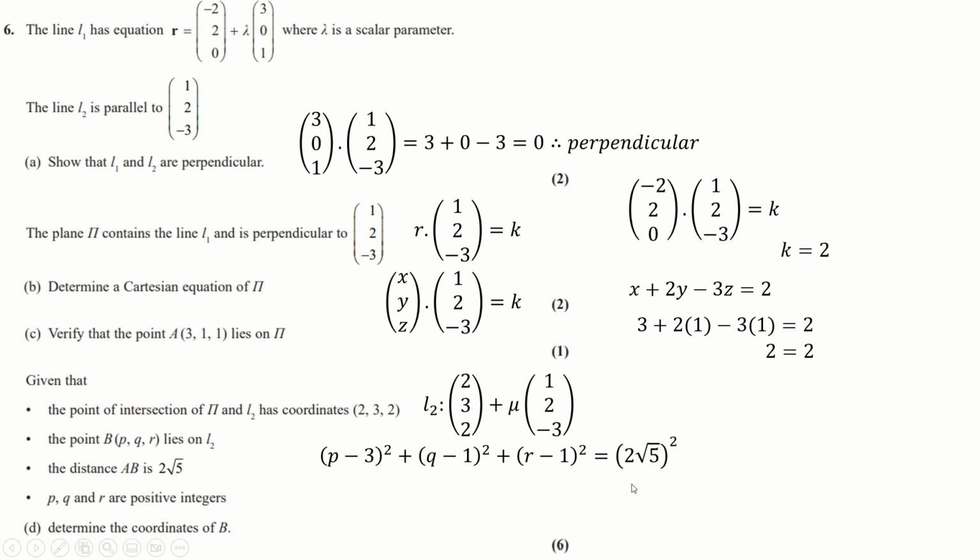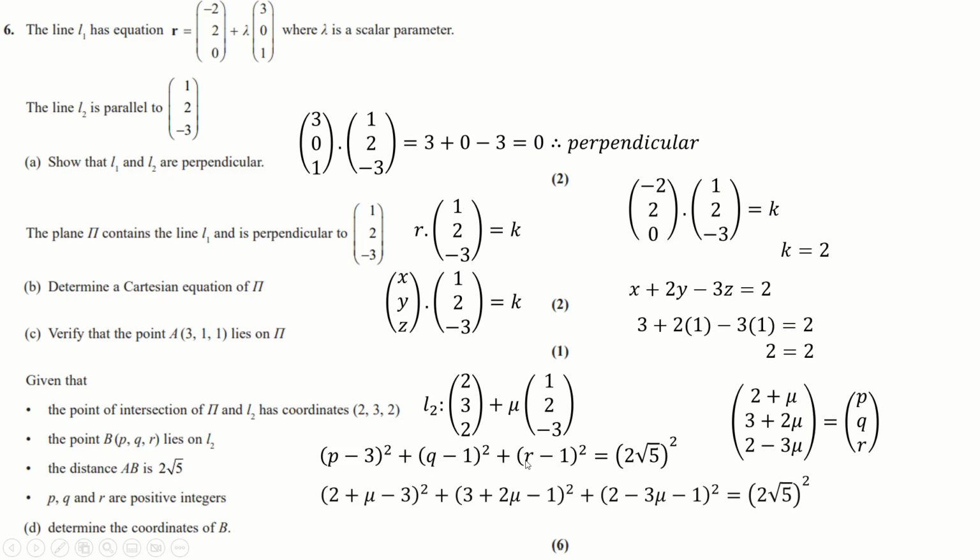Now we can group this up into 2 plus mu, 3 plus 2 mu, 2 minus 3 mu. And we can say that must be equal to PQR. That's just the point that we're trying to find. But of course, that means I can replace P with this in this equation, Q with this, and R with this, which will just give me an equation in terms of mu, which, although it takes a little while and a bunch of expanding that is really boring, you can eventually do, and you get mu as plus or minus 1.